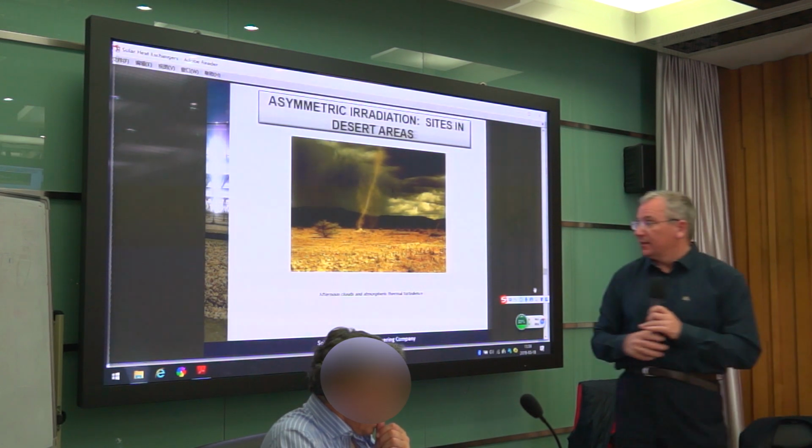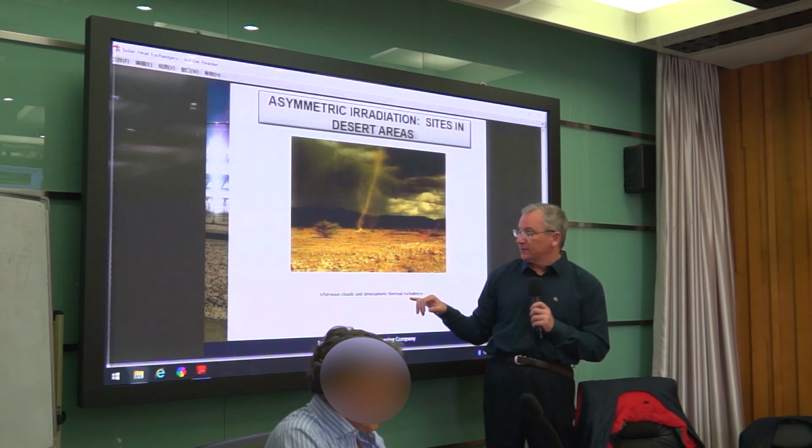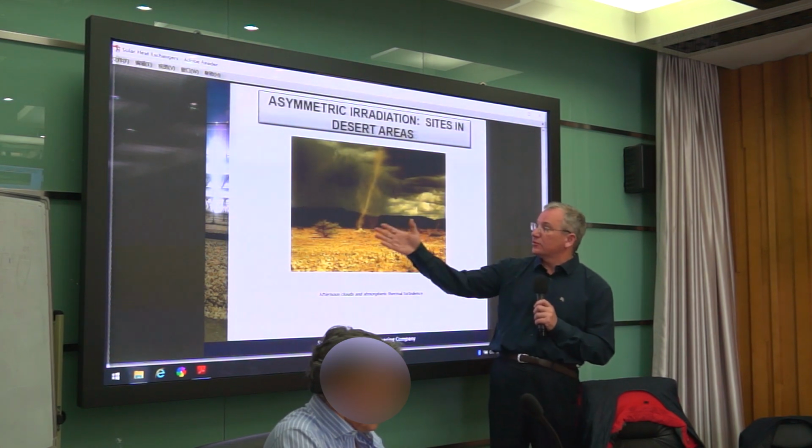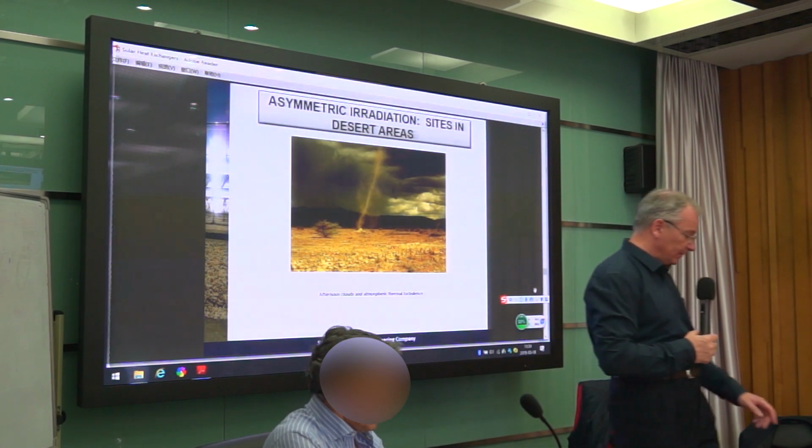So definitely each desert has an asymmetric solar radiation, as you can see here, and that can be considered for the optimization.